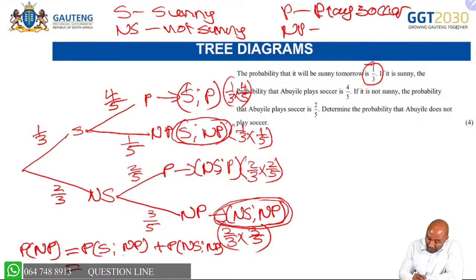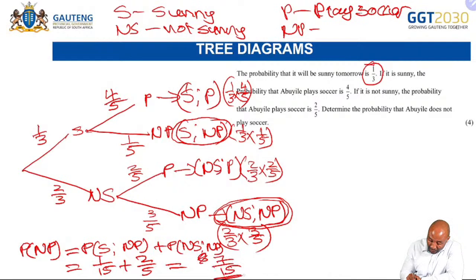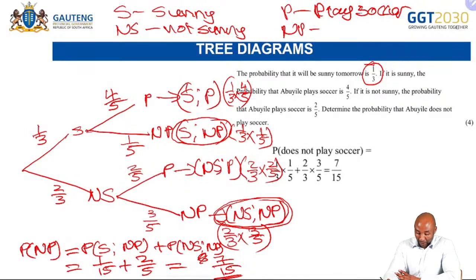We are going to have 1 over 3 times 1 over 5, which will give us 1 over 15, plus 2 over 3 times 3 over 5, and that will give us 2 over 5. And when we use our calculators to add 1 over 15 plus 2 over 5, we get our answer as 7 over 15. So that will be our answer for 4 marks. We'll move along.